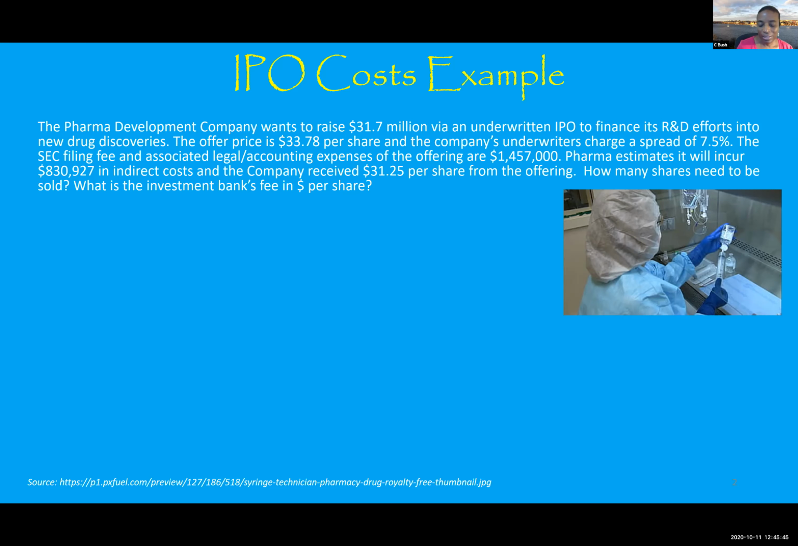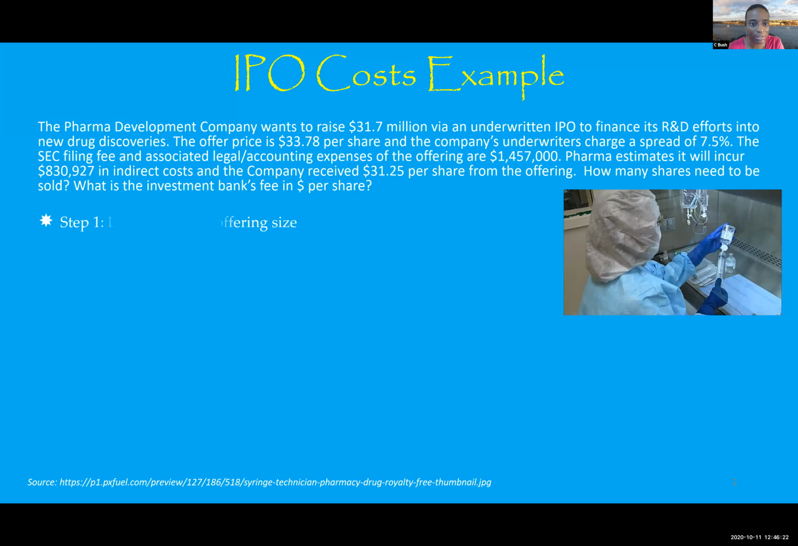Okay. So for how many shares need to be sold, the easiest way to do it is to figure out, well, how big does the offering need to be? So remember, the offering, or how much money is going to be raised from this IPO, needs to be enough that Pharma Development nets, at the end of the day, after expenses, $31.7 million. But they also have to raise enough to pay the underwriters, and they want to raise enough to pay their direct expenses. So they basically need to raise more than 31.7 million.